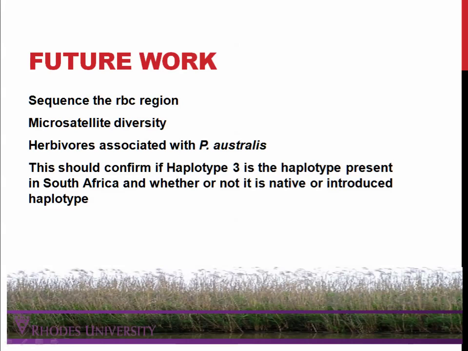So just to conclude, there's still quite a bit of work to be done here, but what I plan on doing is finish sequencing the RBC region, looking at microsatellite genetic diversity, and finalizing looking at the herbivores associated with Phragmites. All of these components together will give us a very good indication of the origin of Phragmites in South Africa, and we can then look further into what this means for our Phragmites.